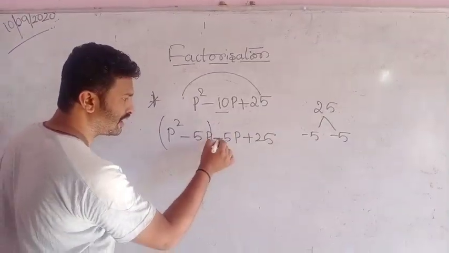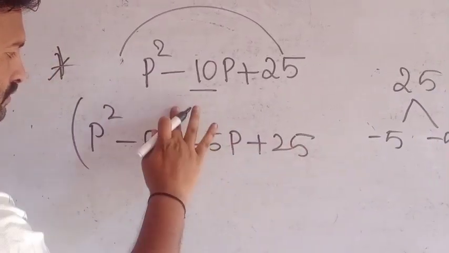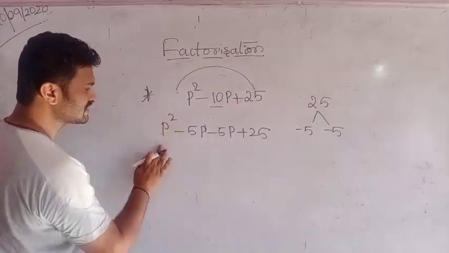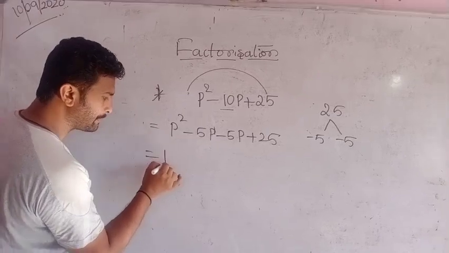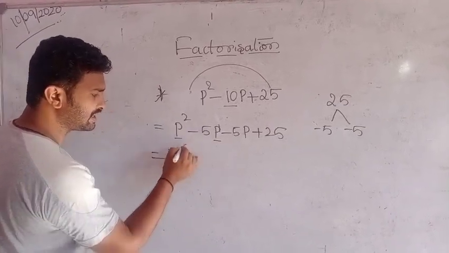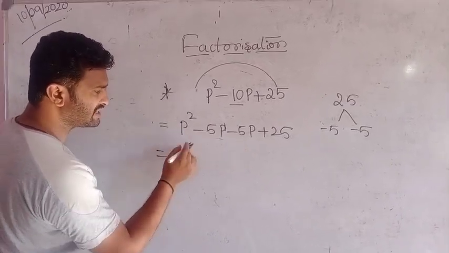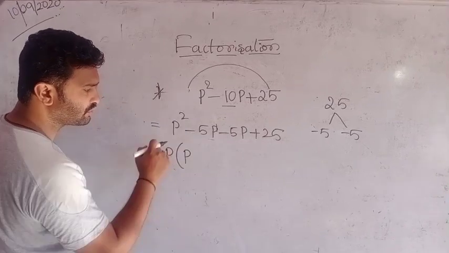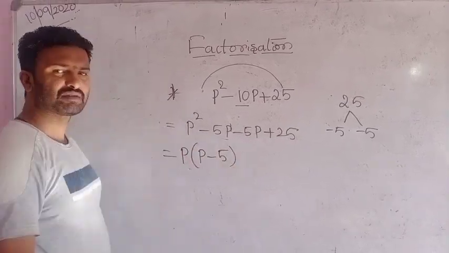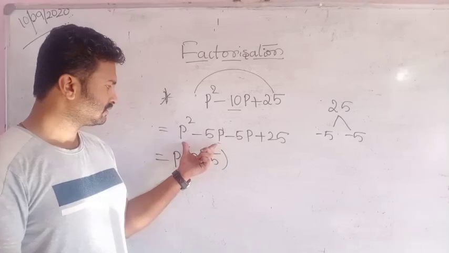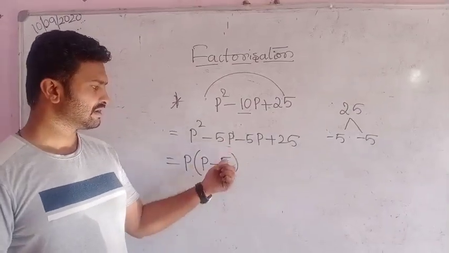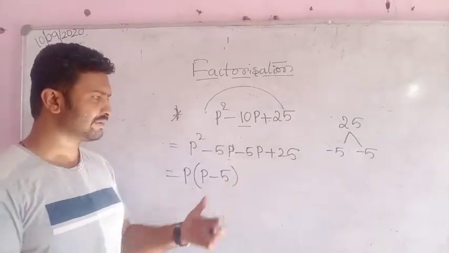First 2 and next 2. In the first 2, is there any common? p is the common. Here also p, here also p. Here 2p, here 1p, means 1p remains. Here p you take outside, minus 5 remains. p common, 1p remains. p you take outside, minus 5 remains.